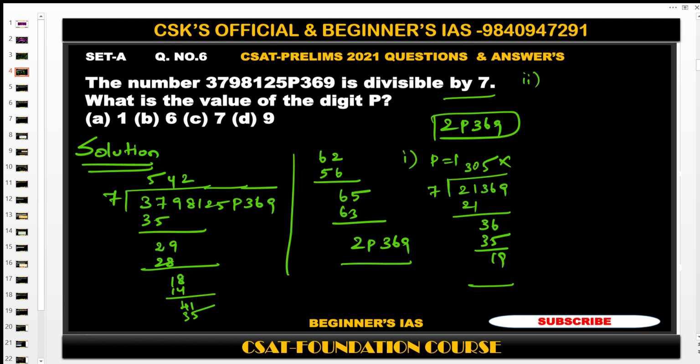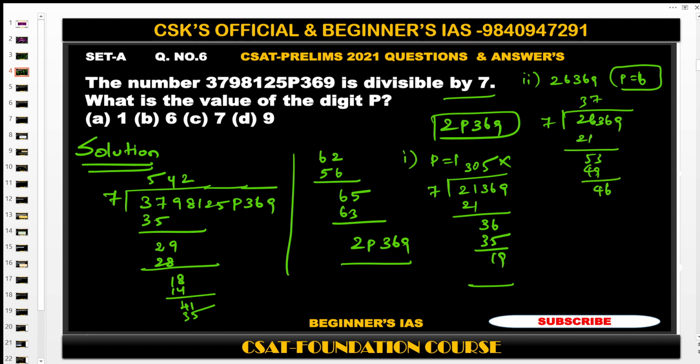I hope you are understanding this one. Then 6. If you put 6, we get 2, 6, 3, 6, 9. Since I am taking p is equal to 6 in this case, therefore 2, 6, 3, 6, 9. Divisible by 7, therefore here 3 times 7 is 21, 5, 3. Then 7 times 7 is 49, 4, 6 here. Then 6 times 7 is 42 here, 4 here, 9 here. Again 7 times 7 is 49. It is completely divisible. Therefore p is equal to 6 is the answer for this question. Clear this method?